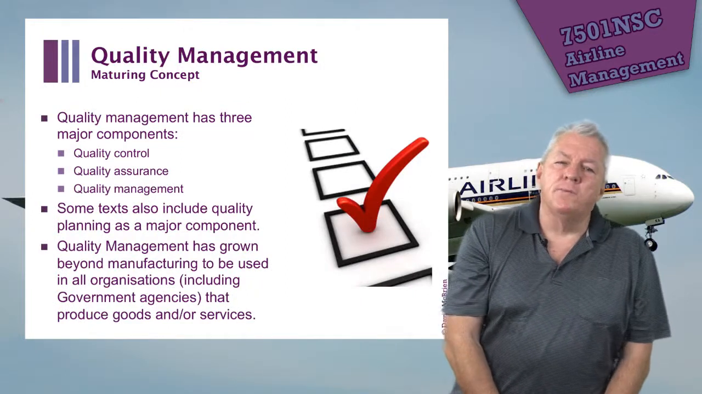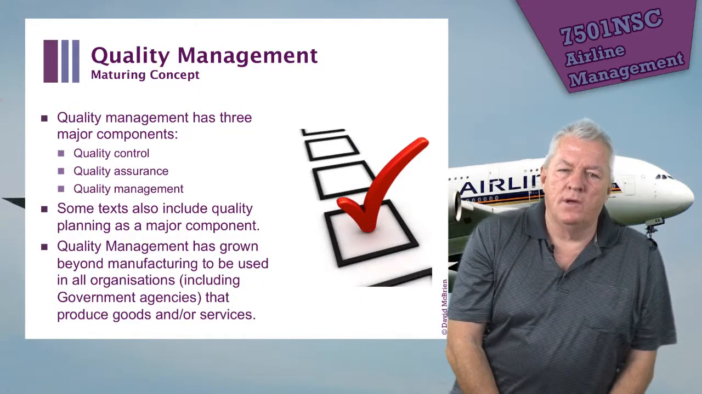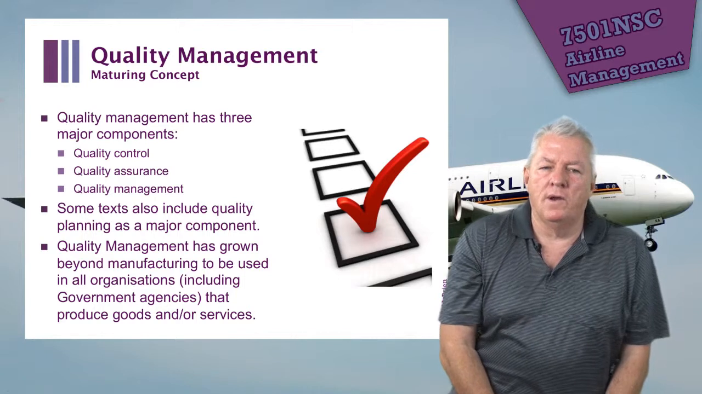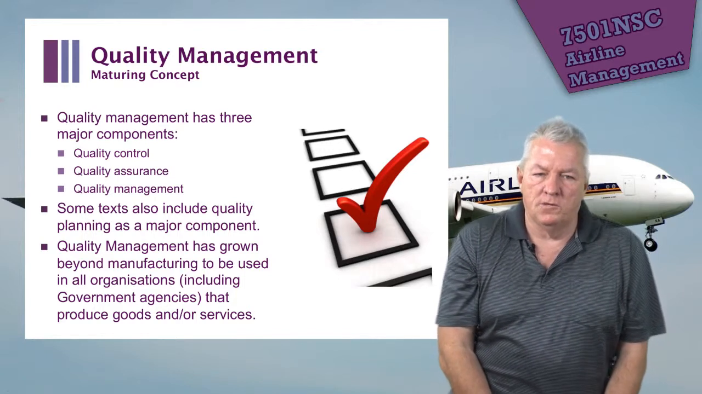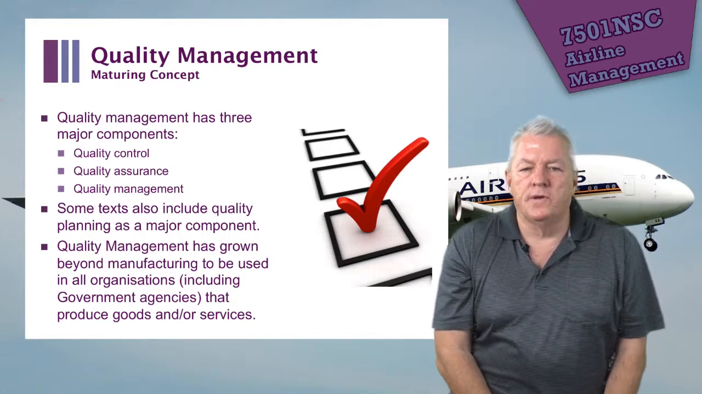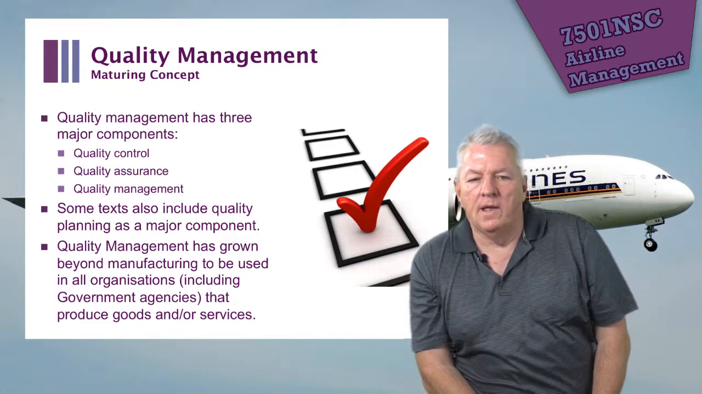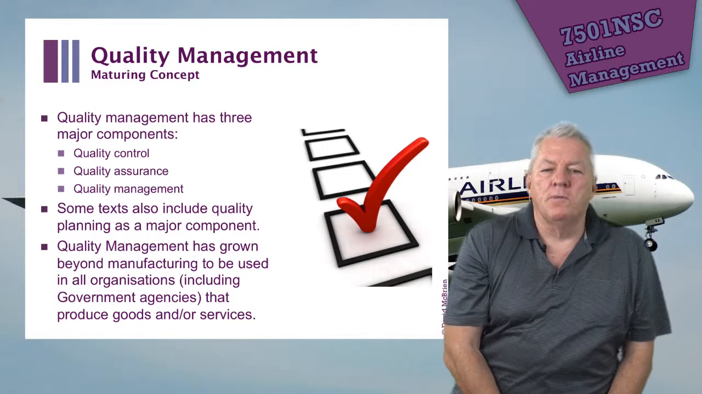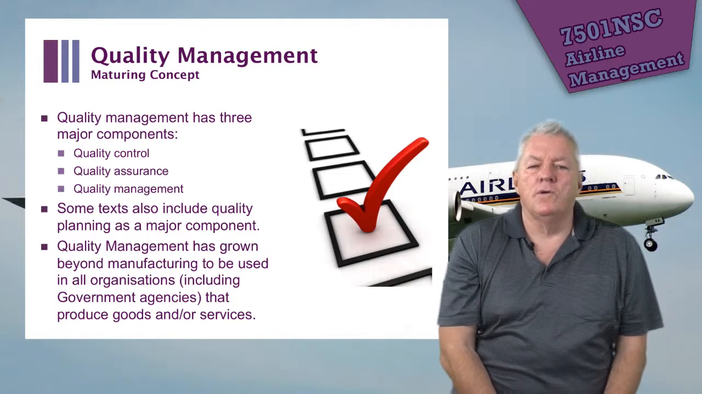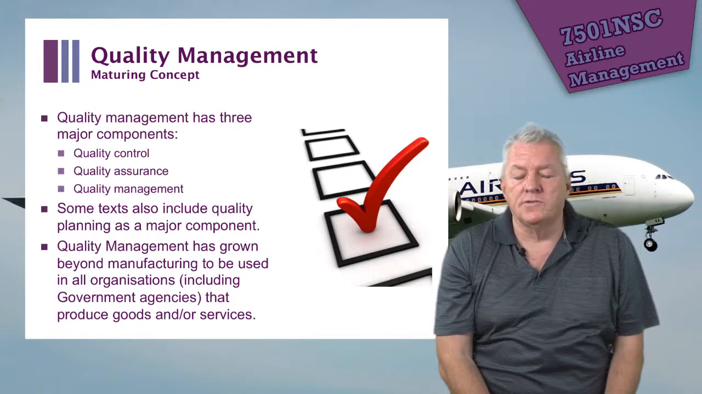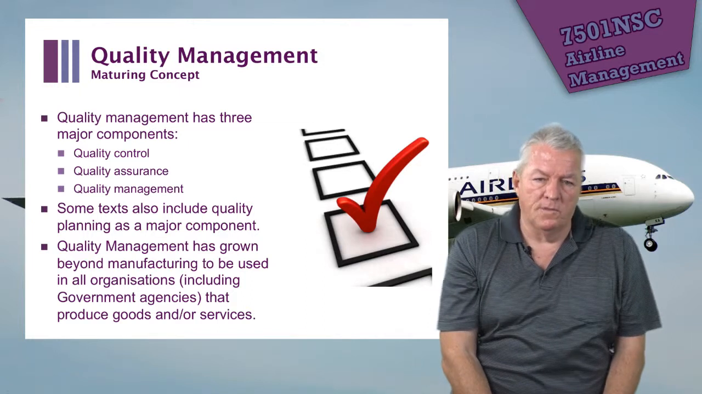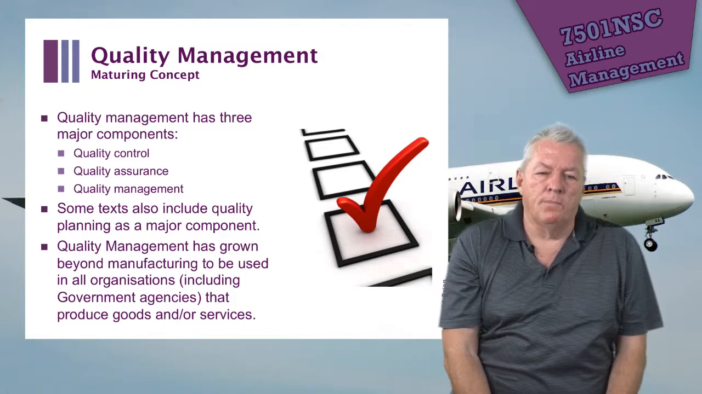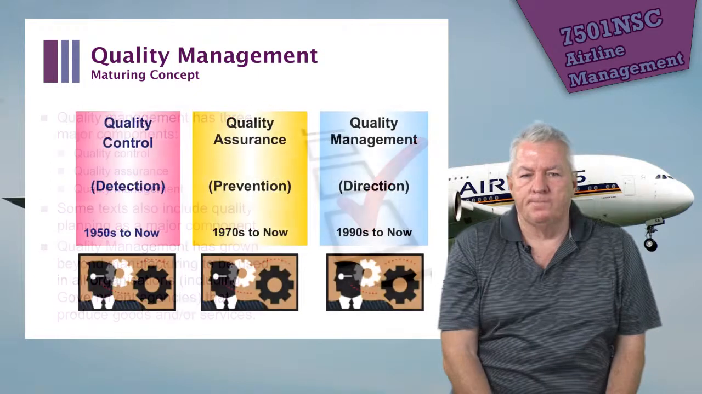So quality management has 3 major components: quality control, quality assurance and quality management. And some texts also include quality planning as a major component. Quality management has grown beyond manufacturing to be used in all organisations, including government agencies these days, that produce goods and or services.